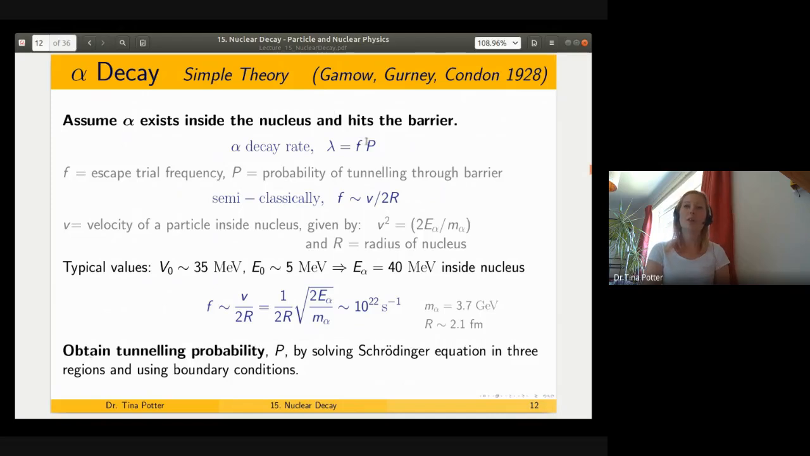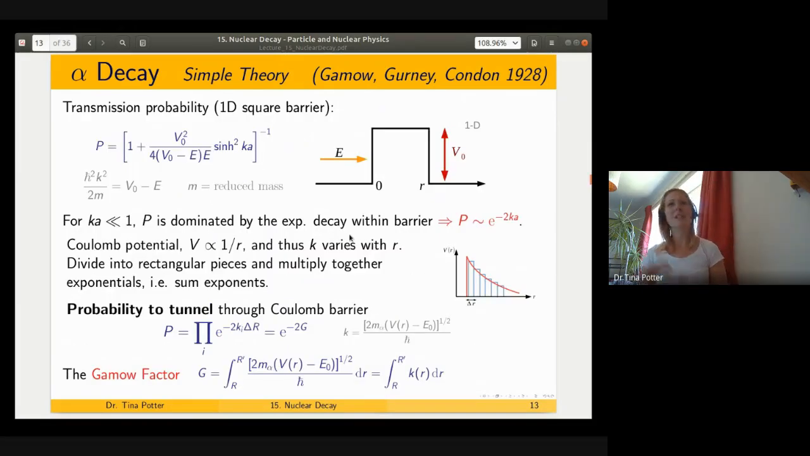Next thing we need to do is have a look at this tunneling probability, and we're going to have a look at this using the Schrodinger equation, of course. So let's consider a 1D square barrier for the Coulomb potential. You've seen this many different times before through quite a few courses, quantum physics, your quantum mechanics courses, and your AQM. The transmission probability is going to depend on the potential that it sees, the difference between its energy and that potential, and also its mass.